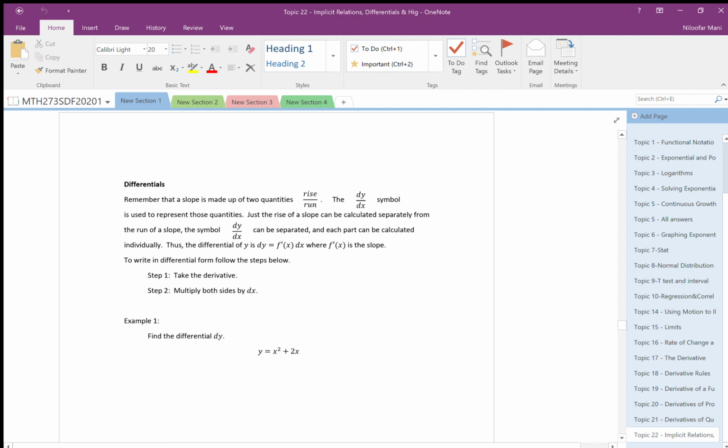It's talking about differentials, so maybe I have to close the sound here, otherwise it's making so much noise.